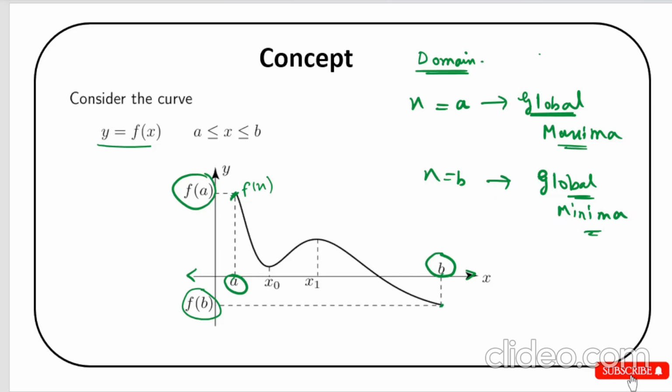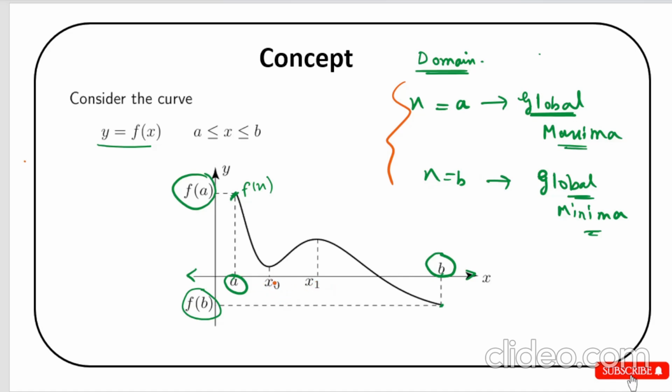Now if you again look at this graph carefully, do you think that this is the only maxima and the only minima that this graph has? If you consider this entire domain, then yes, this is the only maxima and this is the only minima. So in this sense, we can say that global maxima and global minima are unique. There is only one single global maxima and only one single global minima. Now, what about these two points, x0 and x1?